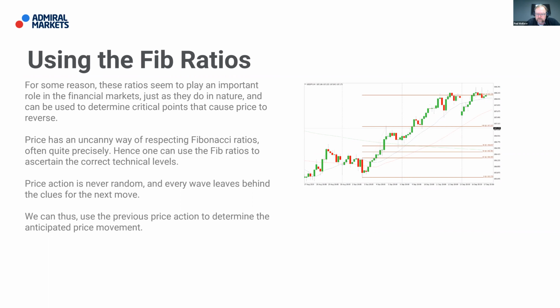If we're trying to understand that as a complete newbie trader, it's to recognize that markets never move in a straight line, okay? They always move in a zigzag, always moving in one wave or another, and every wave leaves behind the clues for the next move. We can thus use that previous price action to help us determine the anticipated price movement. And as traders in markets, that's what we want to understand. That's where we want to be in terms of having an opportunity to build a trade plan.